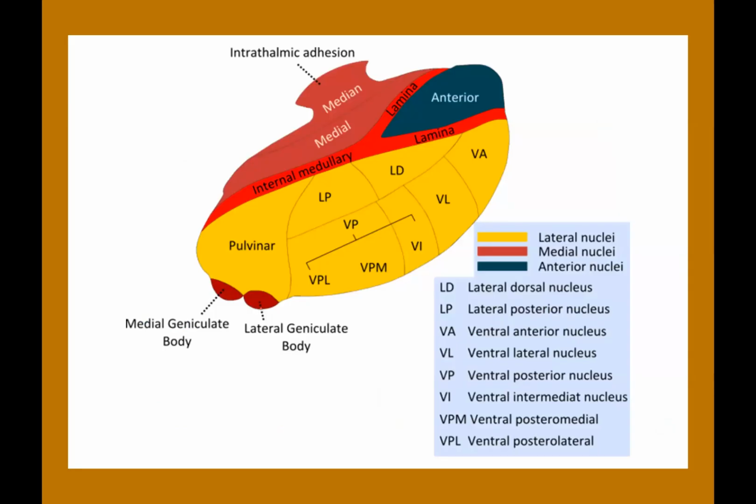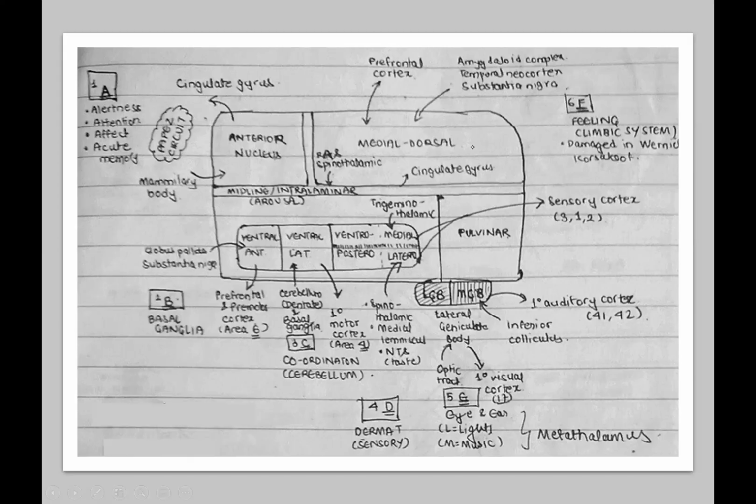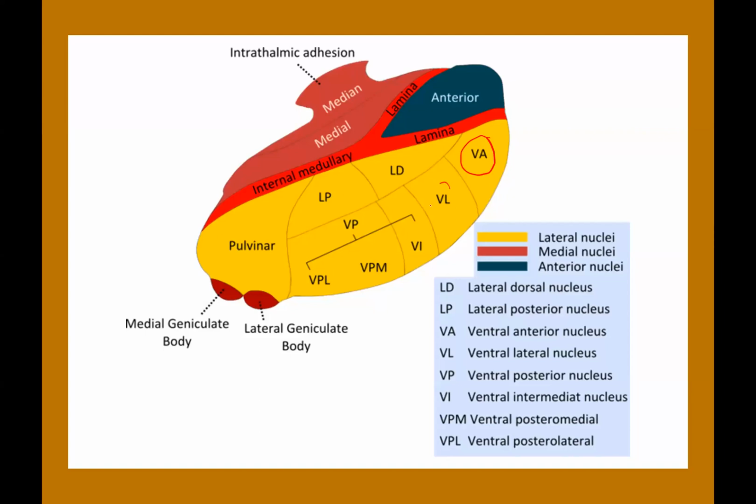So what is this diagram? You would not have seen it earlier. This is about the thalamus. How many nuclei are there in the thalamus? So many nuclei are there. We are concerned here with the ventral anterior and ventral lateral nucleus. VL and VA only we have talked about.